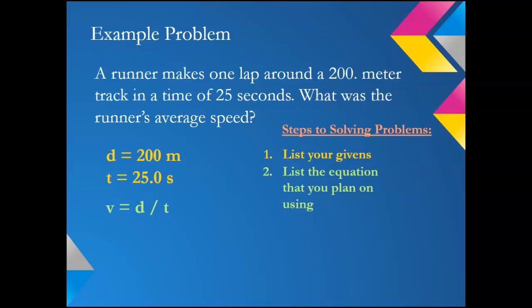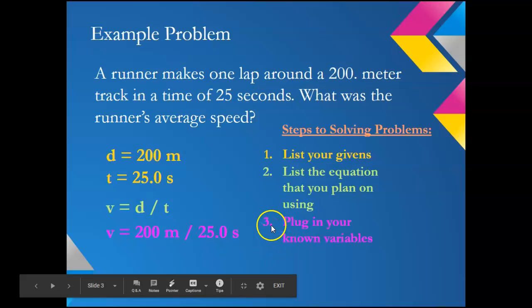The next step is to list the equation you plan on using. You should plan on using an equation that solves for the variable in question. What was the runner's average speed? Well, to discover that, you'll need the speed equation, specifically with speed on the left side of the equal sign on its own, and distance divided by time on the other side. The next step is to plug in your known variables. We know the distance is 200 meters and the time is 25 seconds.